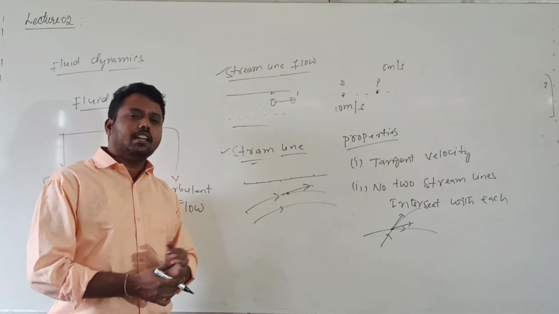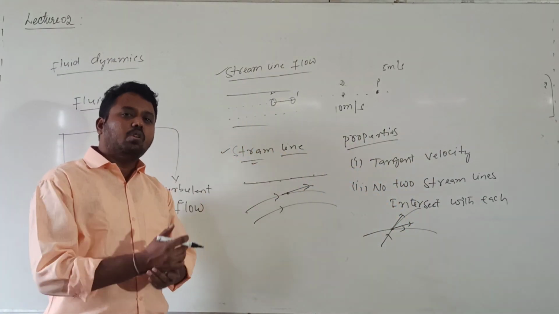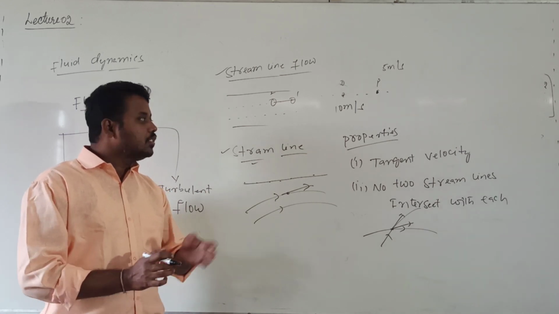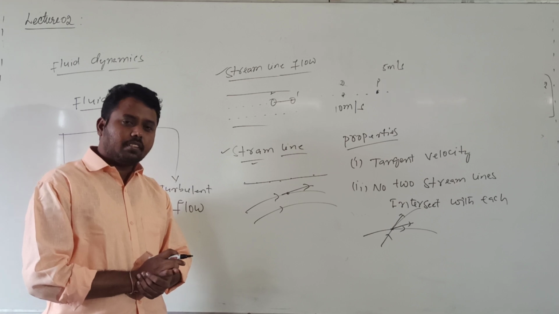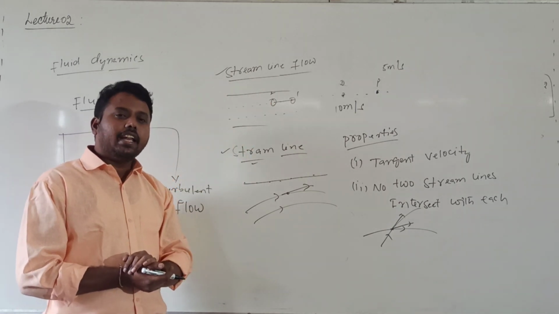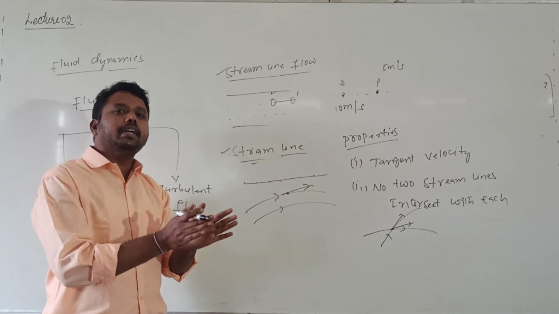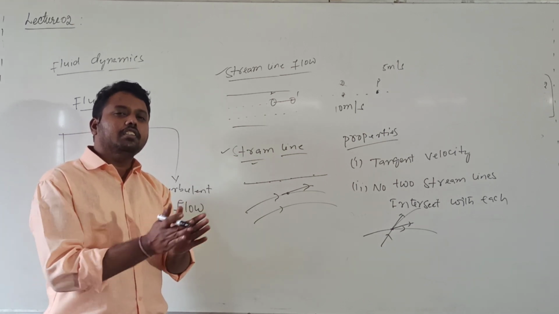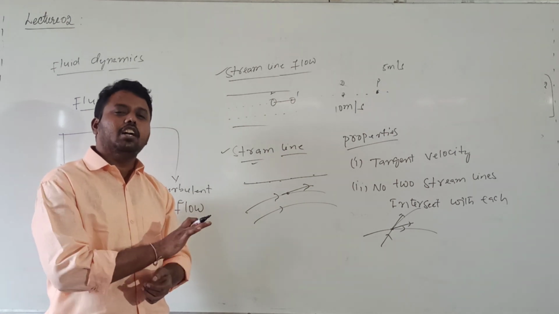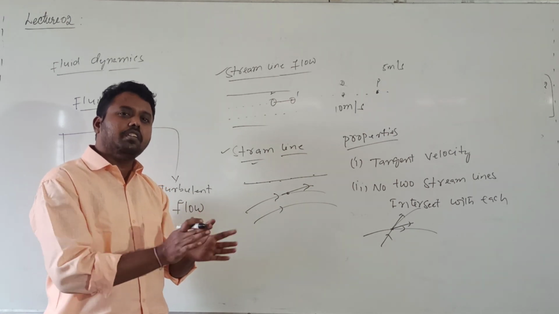Like this, the properties are there. When streamlines are crowded, velocity is more. When streamlines are less in number, velocity will be less. So this is regarding streamline flow. In a streamline flow, the energy will be dissipated only to overcome the viscous forces. So eddies will not be there. Energy will not be wasted other than to overcome the viscous forces.